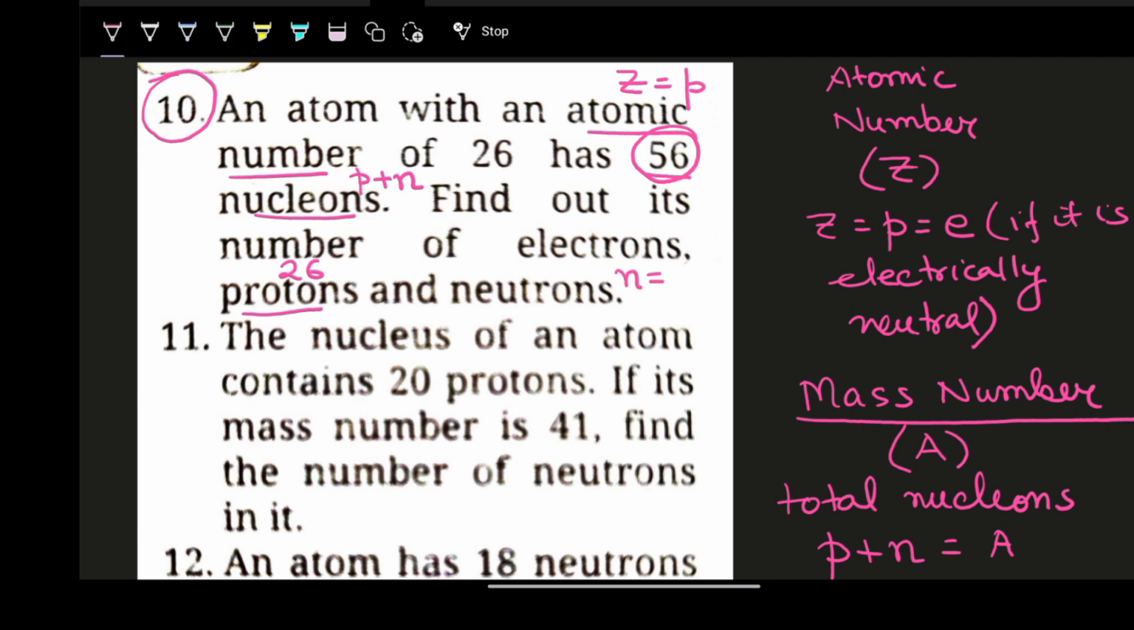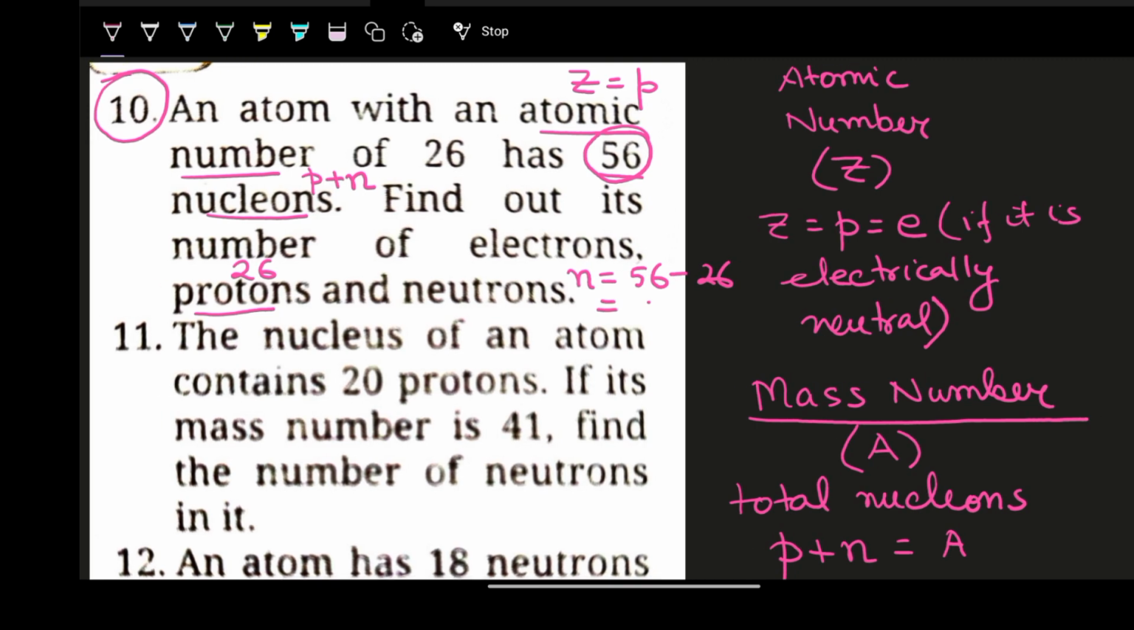नंबर ऑफ न्यूट्रॉन्स विल बी इक्वल टू 56 माइनस द नंबर ऑफ प्रोटॉन जो कि 26 है. तो 56 माइनस 26 कितना होता है? 30. So, number of neutrons is 30, number of proton is 26. अब number of electron क्या है? ये तो charged है नहीं, it is neutral atom. So, number of proton will be equal to the number of electron and so it will be 26. So, I hope it is clear how to solve this.